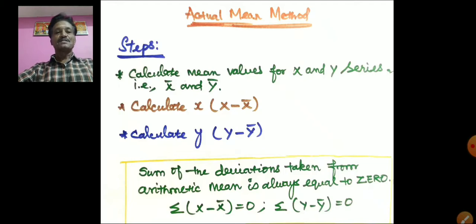So here, sigma x minus x bar equals 0 and sigma y minus y bar equals 0. First we have to enter the values, then we calculate sigma x and sigma y. Then with the help of sigma x and sigma y, we calculate x bar and y bar. And then you calculate small x and small y. Small x is the difference between capital X and x bar. Small y is the difference between capital Y and y bar.